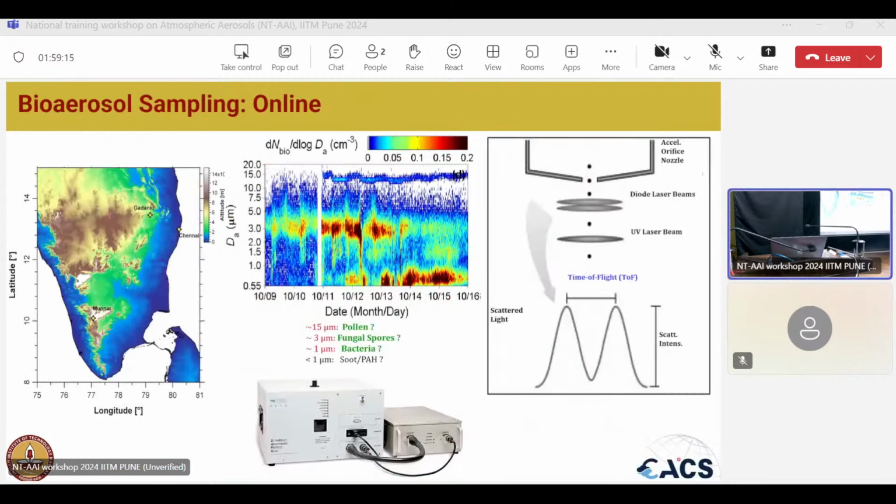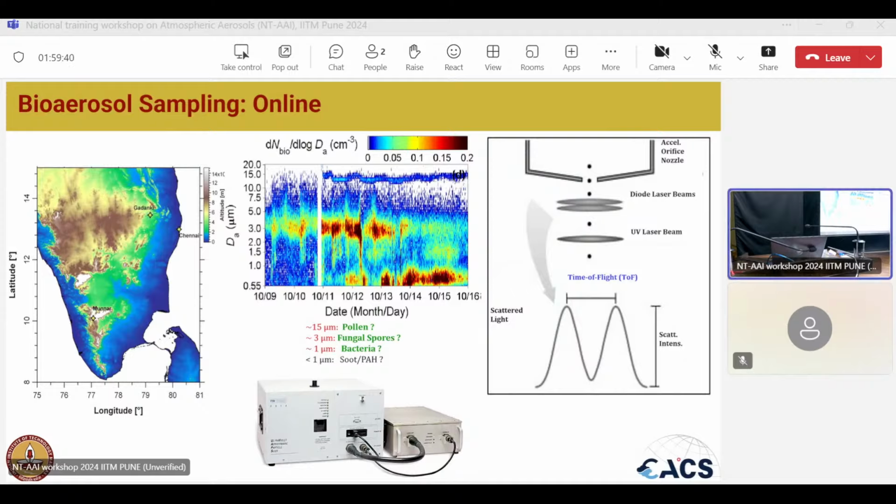Different diversity than expected. All right, I'll spend another 5 minutes to close with the online techniques, because I said that they have more disadvantages than advantages. This is a classic instrument which was widely used by a lot of people to look into the number size distribution of bioaerosol. This instrument is called a UV-APS, ultraviolet aerodynamic particle sizer.